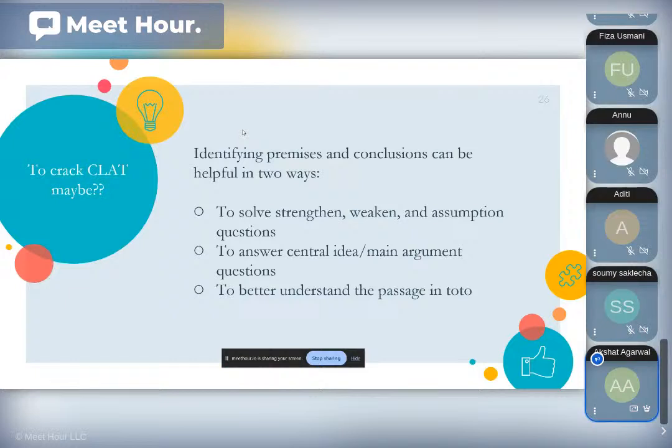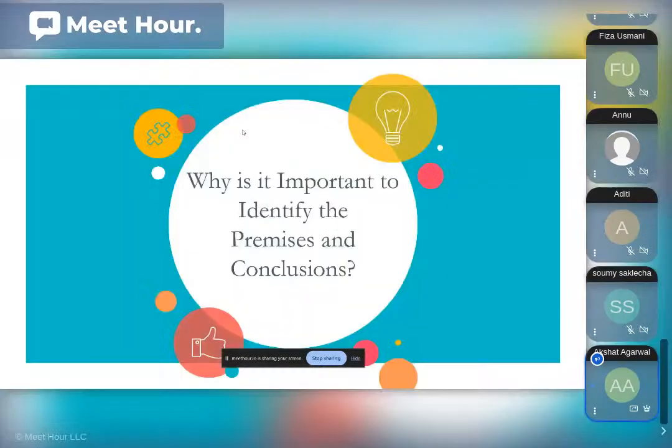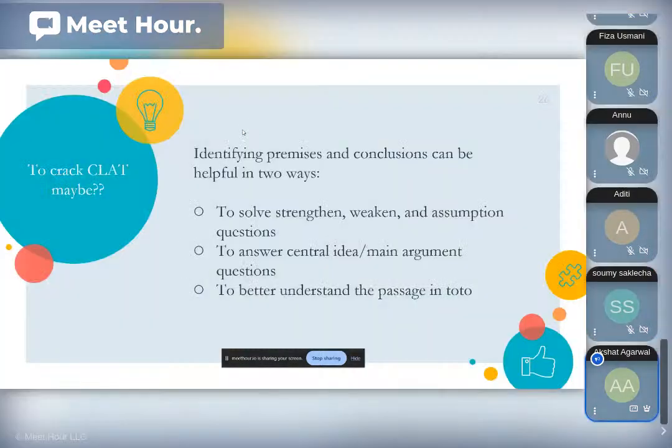I gave you this in the starting itself. Why is it important to identify the premises and conclusions? Basically, you'll get the central idea and main argument questions as well. If you can keep track of the premises and conclusions of the author, you'll get a good picture of what the passage is entirely about.